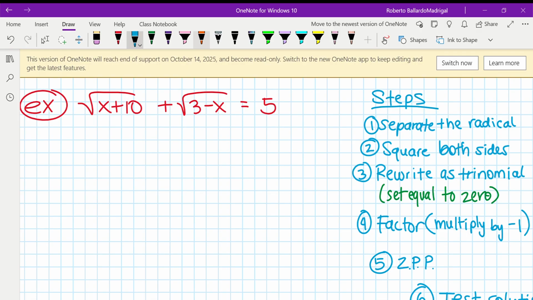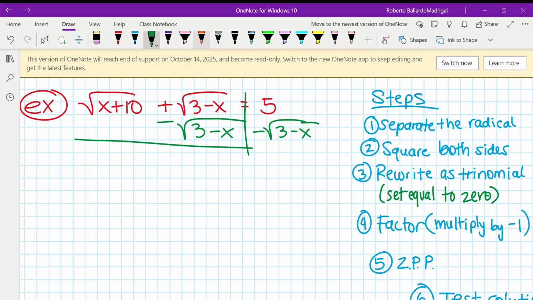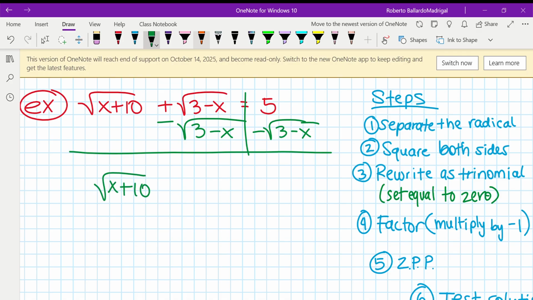All right. Let's go ahead and take care of that. So I want to move radical 3 minus x, and the way I'm going to do that is I'm going to subtract it to the other side. And so that's going to leave me with radical x plus 10 equal to 5 minus radical 3 minus x.